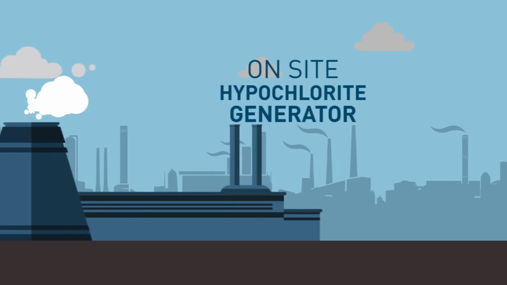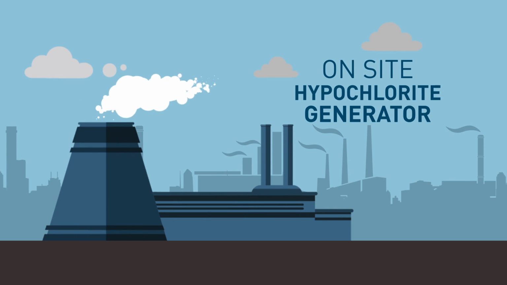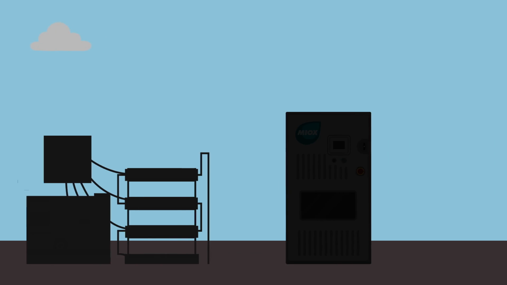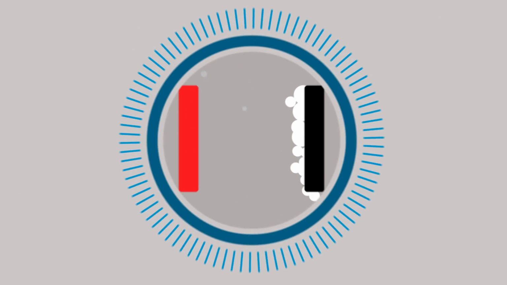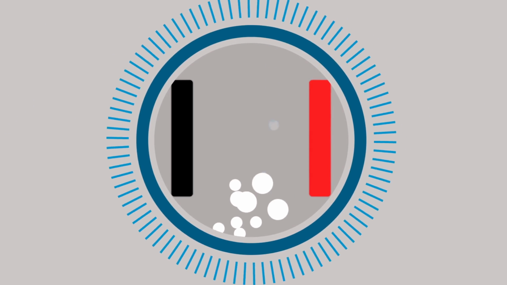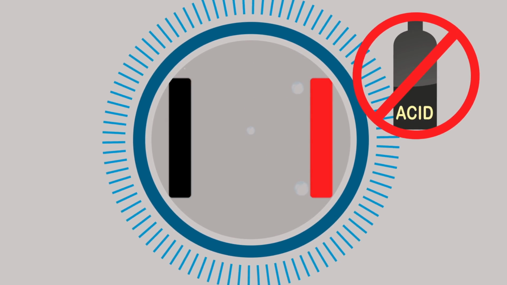So now you're looking for an on-site hypochlorite generator. But have you considered the differences between manufacturers? With MIOX, you'll get a more efficient and reliable electrolytic cell with a unique design to ensure consistent production across the cell surface. Patented self-cleaning through reversing polarity of the cells, virtually eliminating the need for acid cleaning.